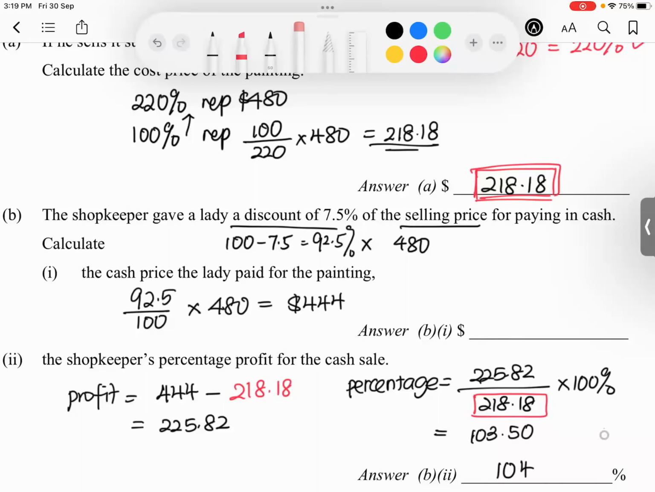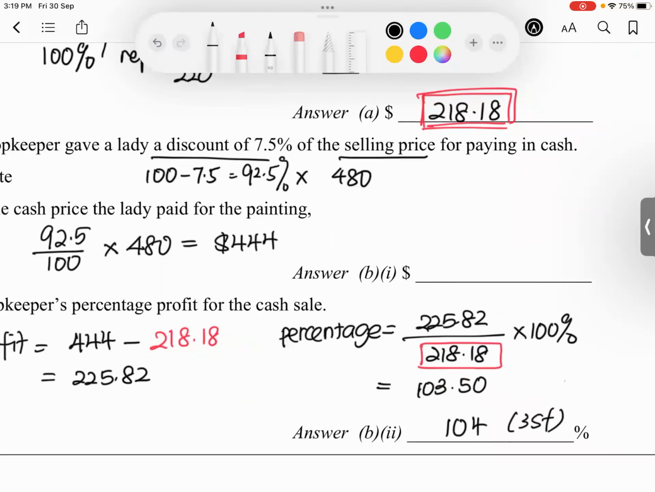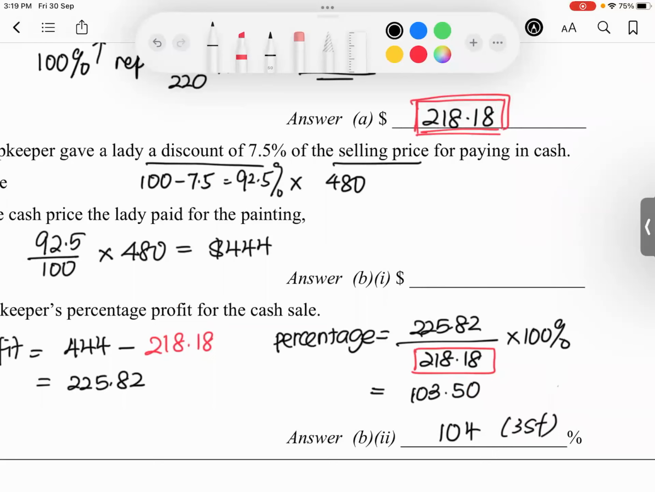For this question, the calculations themselves are not difficult. What they have been testing, as you notice in the first few and last few questions I've been going through, is to be able to identify the correct denominator. You have to identify the correct denominator.